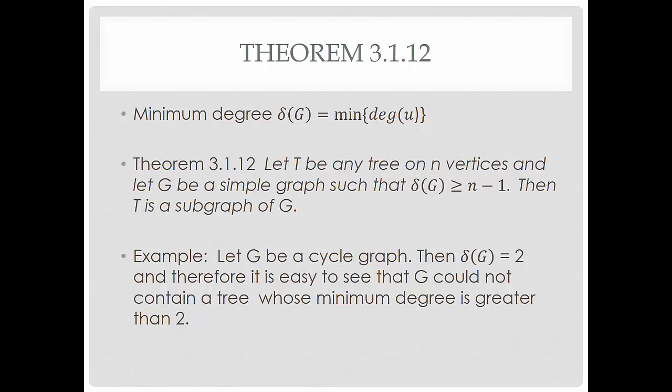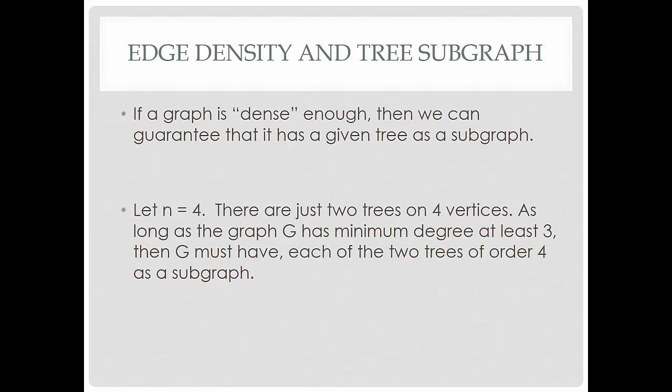So for example, let the graph G be a cycle. So it has minimum degree equal to 2. And therefore it's easy to see that this cycle could not contain a tree whose minimum degree is greater than 2. So what the minimum degree qualifier does is guarantee that the graph is dense enough. That means that there are enough edges so that any given tree on n vertices can be contained as a subgraph.